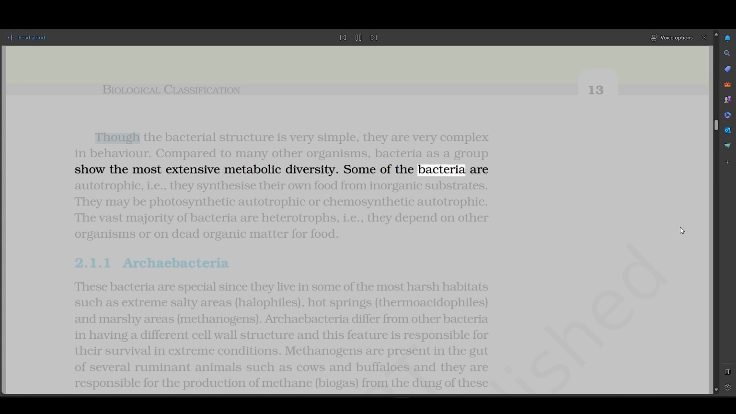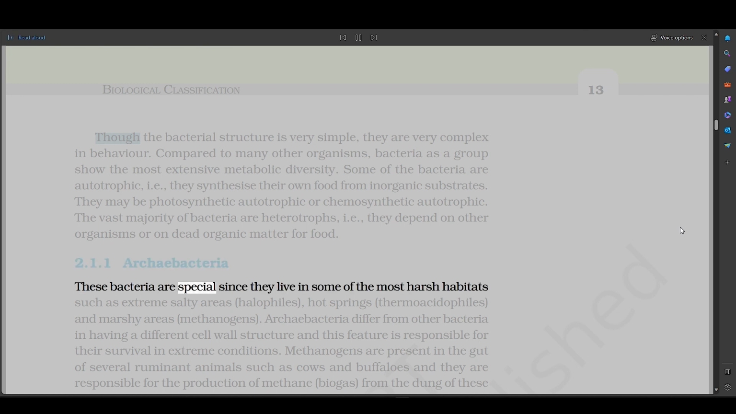Some of the bacteria are autotrophic, i.e., they synthesize their own food from inorganic substrates. They may be photosynthetic autotrophic or chemosynthetic autotrophic. The vast majority of bacteria are heterotrophs, i.e., they depend on other organisms or on dead organic matter for food. 2.1.1 Archaebacteria.